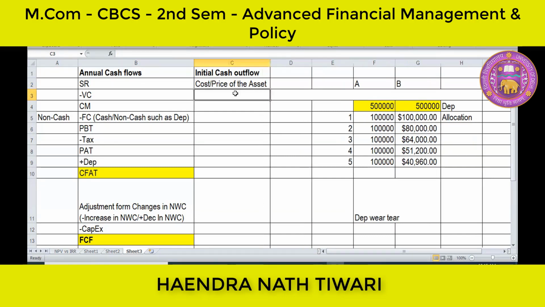In this, what you do, you add installation and other expenses. So simple enough. Like any expense that you made before this is put to use. Normal accounting concept. The cost price, installation expenses.